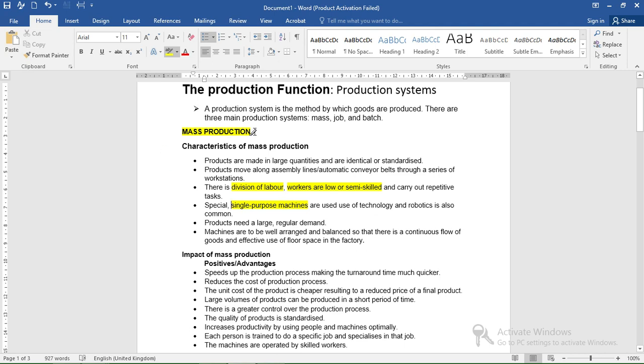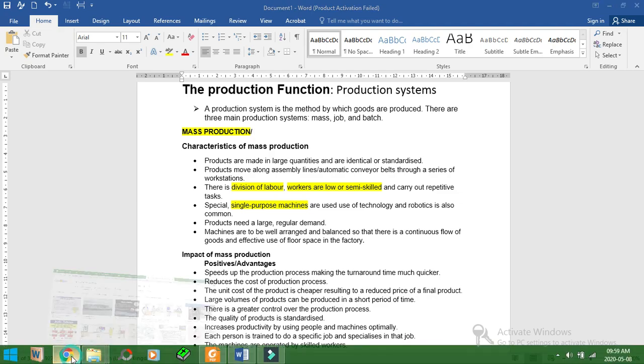Mass production, guys, is also known as uninterrupted production. It means it's a production that is not interrupted. It's a production that is continuous. It's called continuous production or uninterrupted production, meaning that this is whereby goods are produced continuously without any interruption or disturbance up until it's done being produced, right?